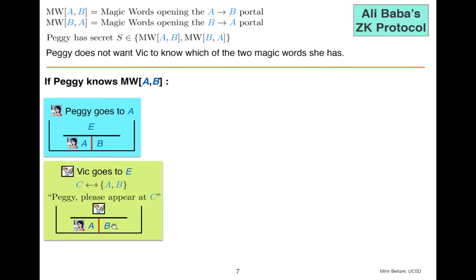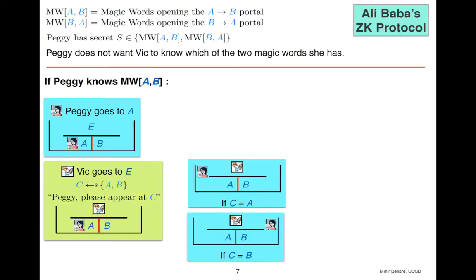He can't see Peggy. What's he going to do? He's going to give her an instruction. He's going to say, please appear at location C, where C is either A or B. He picks that at random, which of the two it is. Now, Peggy responds by obeying this command. What she does, though, depends on which command Vic issues.